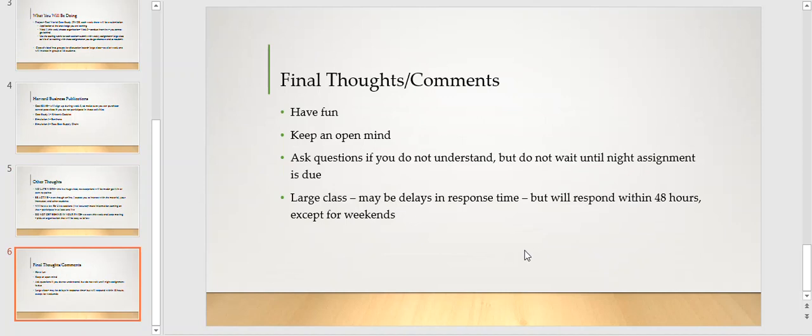So finally, let's have some fun. Let's keep an open mind. Ask questions if you don't understand, but do not wait until the night the assignment is due. Remember, this is a large class, so there may be delays in response time, but I should respond within 48 hours, except for weekends where I probably will not be responding very often. If I don't respond within 48 hours, send me another email, since I have quite a few classes running at this time, and emails can get lost. Once again, let's have fun and let's learn a lot.